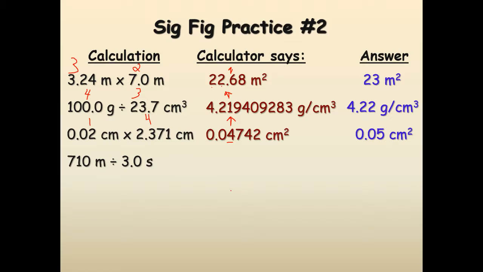Okay, how about this one? 710 has no decimal, so we start counting from the right. Here's our first non-zero, so 1, 2. This one has a decimal, so we start counting from the left. The first non-zero is a 3, so 1, 2. These both have 2 sig figs, which means our answer can only have 2 sig figs. So 1, 2. Here's my second sig fig, so I need to round based on what's after it. The 6 makes that round up. So that's going to become 240.